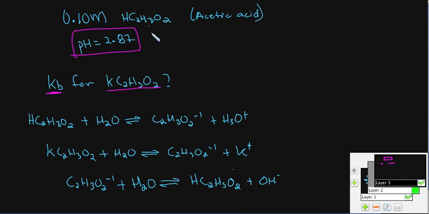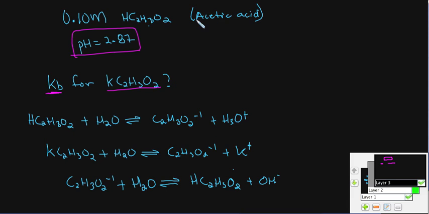I've got all this information for acetic acid. How in the world would I know anything for potassium acetate, much less a base ionization constant? This is an acid. Well, what you have to do is write out these equations and think it through.